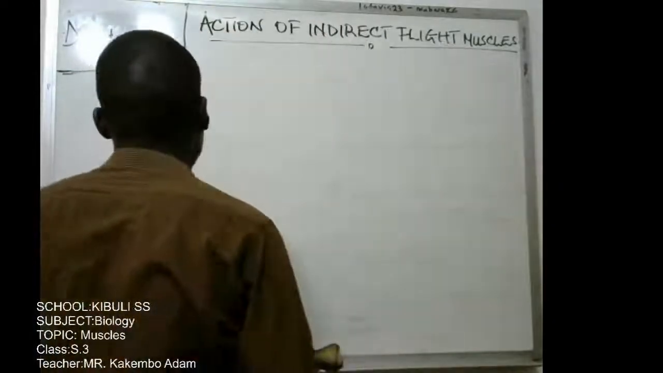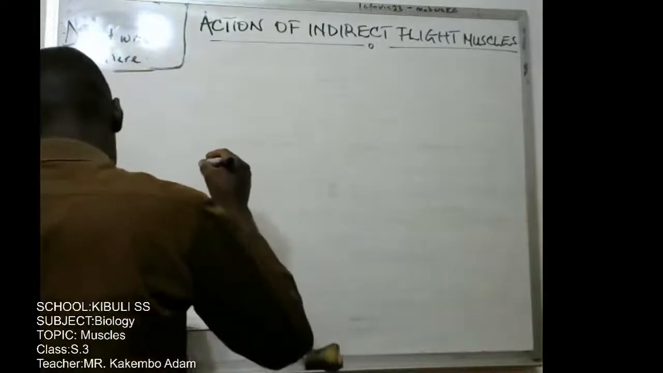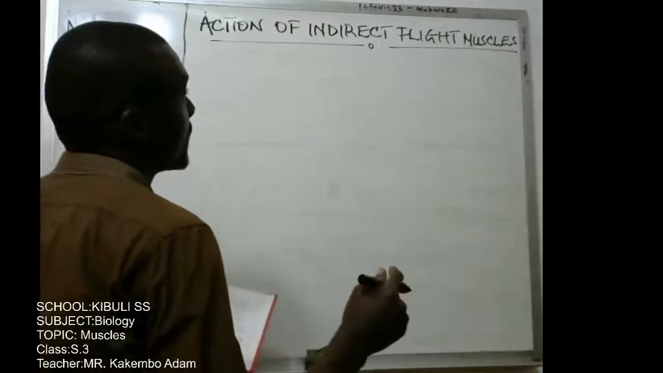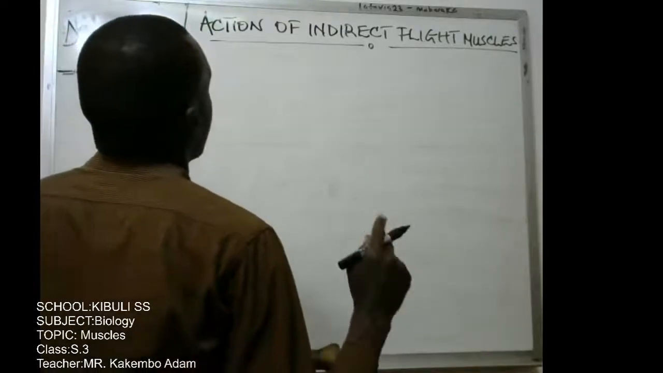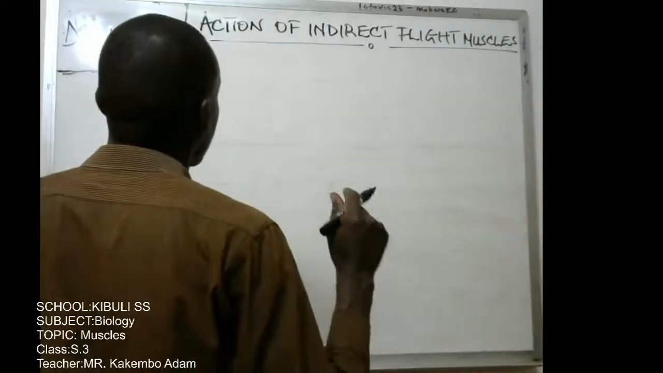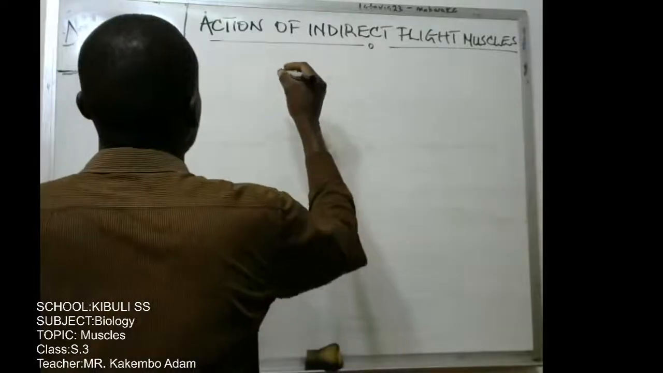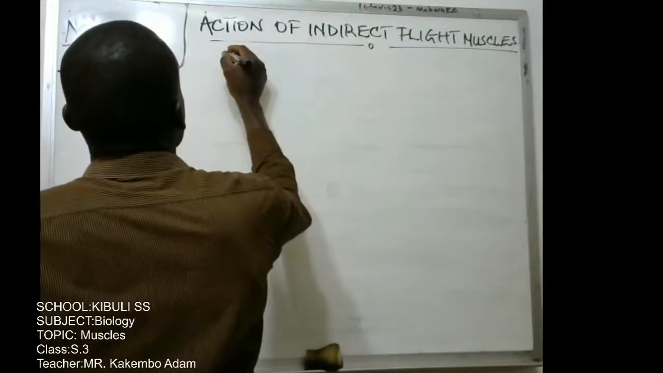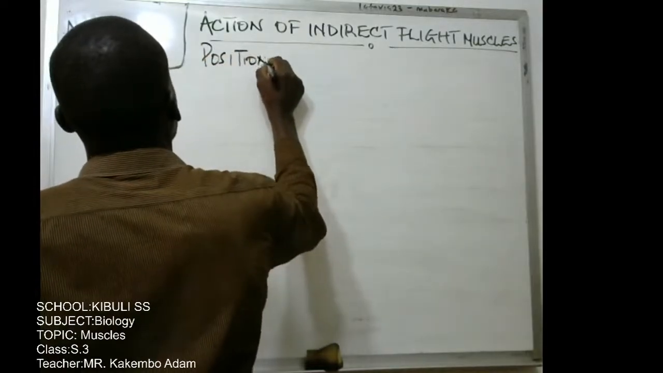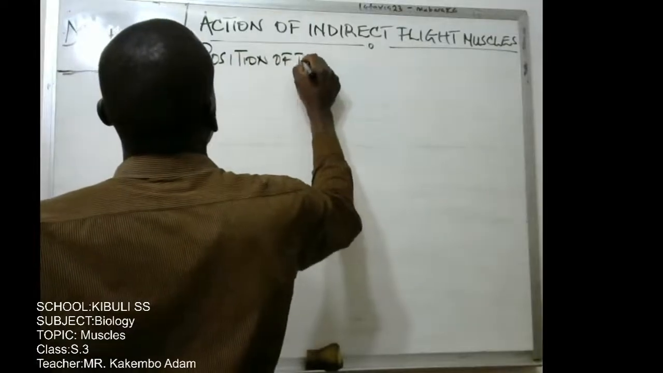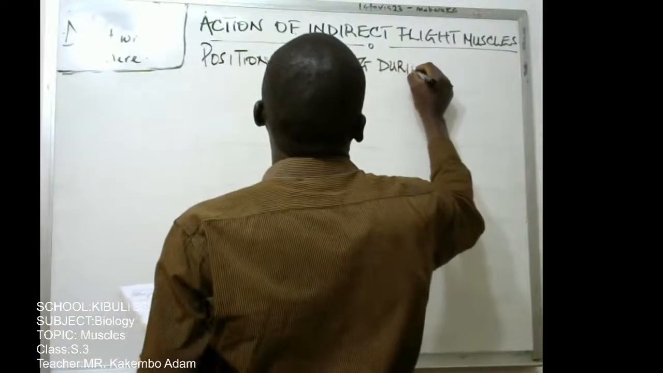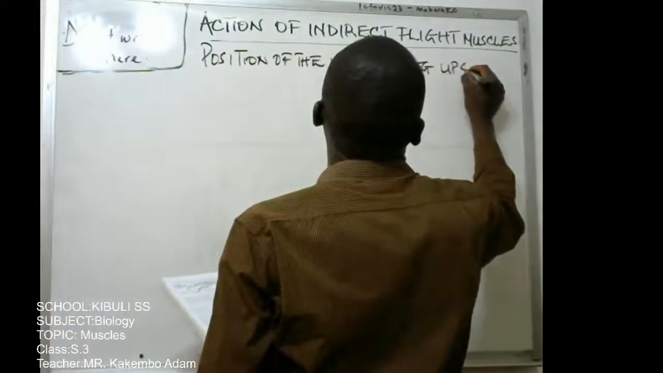So the action of indirect flight muscles, like we saw for the direct flight muscles, involves two stages. It involves the upstroke, the raising of the wing, and the downstroke, which involves the lowering of the wing. So, the position of the wing during the upstroke.